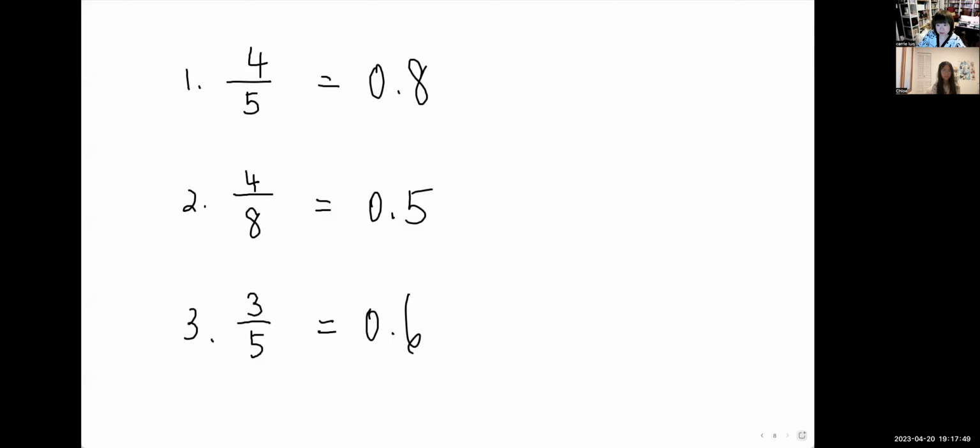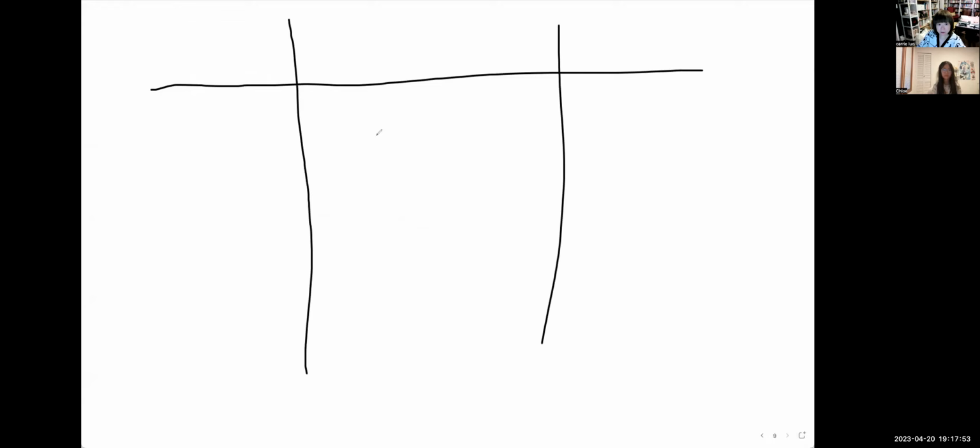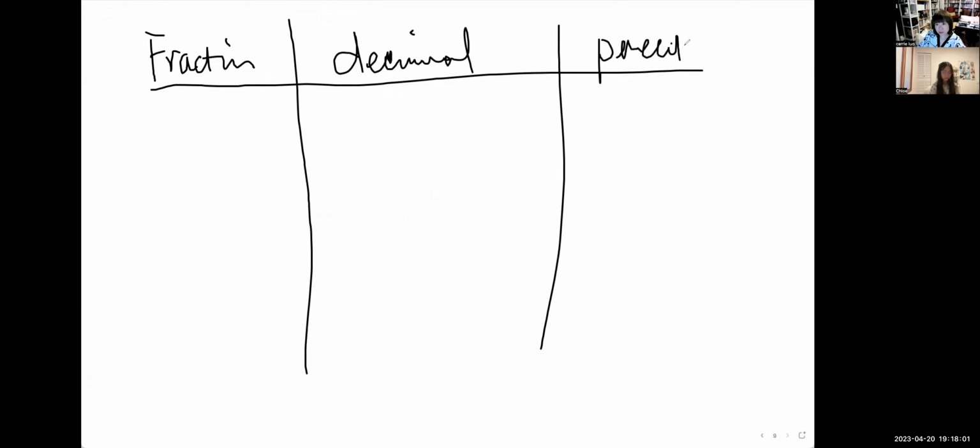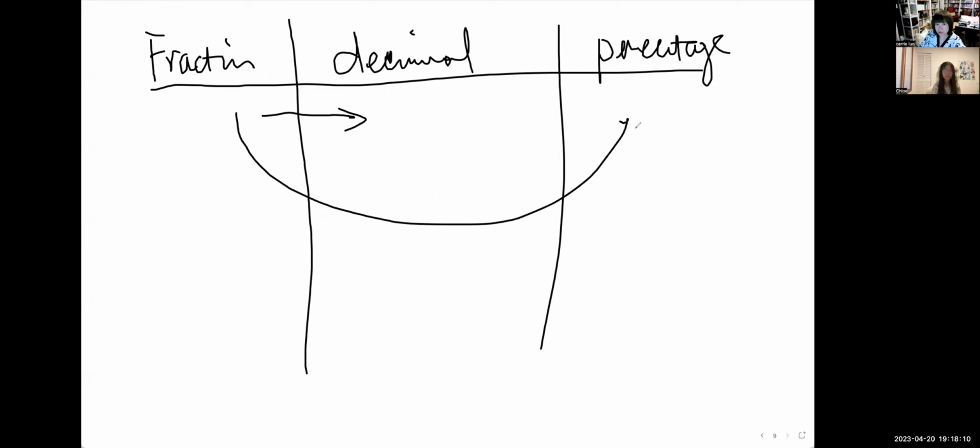Chloe, yesterday we learned how to transfer a fraction to a decimal, right? I have given you a table: fraction, decimal, and percentage. They're actually reversible, right? We have already learned how to transfer fraction to decimal. Do you want to learn how to transfer fraction to percentage?